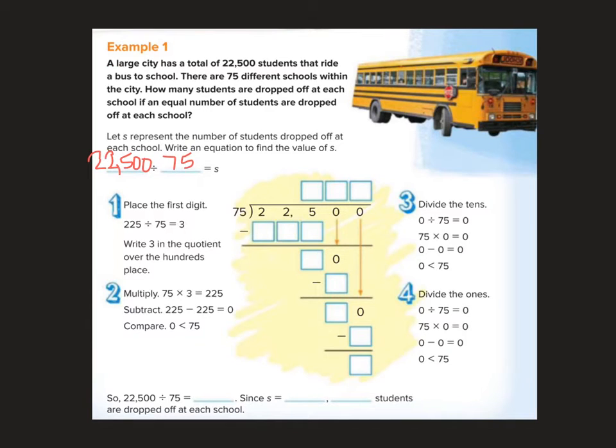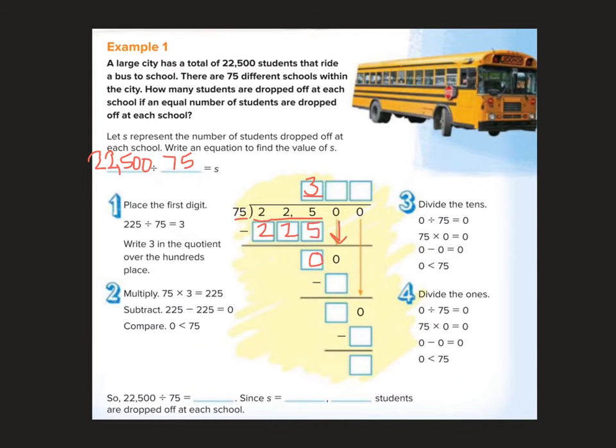Okay, so we first need to figure out where we're going to place the first digit. Can I do 2 divided by 75? No. 22 divided by 75? No. So I'm going to take 225 and divide it by 75. I'm going to guess, well, 75 plus 75 is 150. 150 plus 75, oh, look at that, 3. So 75 times 3 is 225. So I'm left with 0.